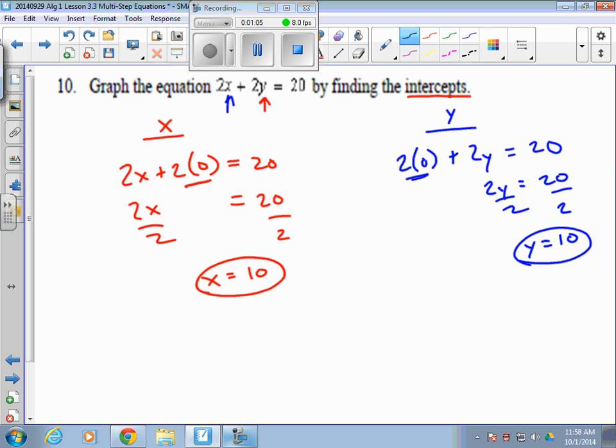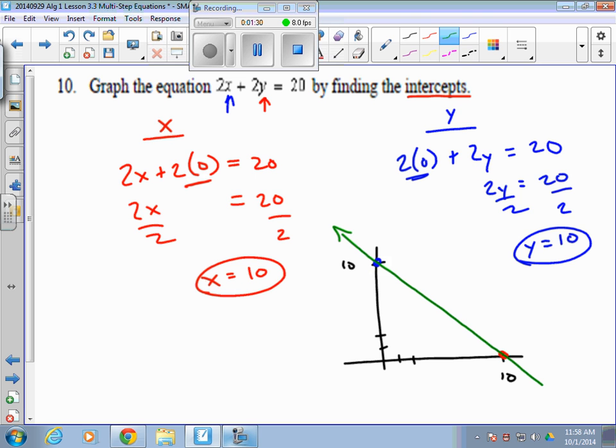It says to graph the equation where your x-intercept and your y-intercept is 10. So where x is 1, 2, skip a few, 10, and 1, 2, skip a few, 10 for your y value. So your x-intercept is 10, and your y-intercept is 10. So when you graph that equation crossing through both of those points, it's going to look just like that.